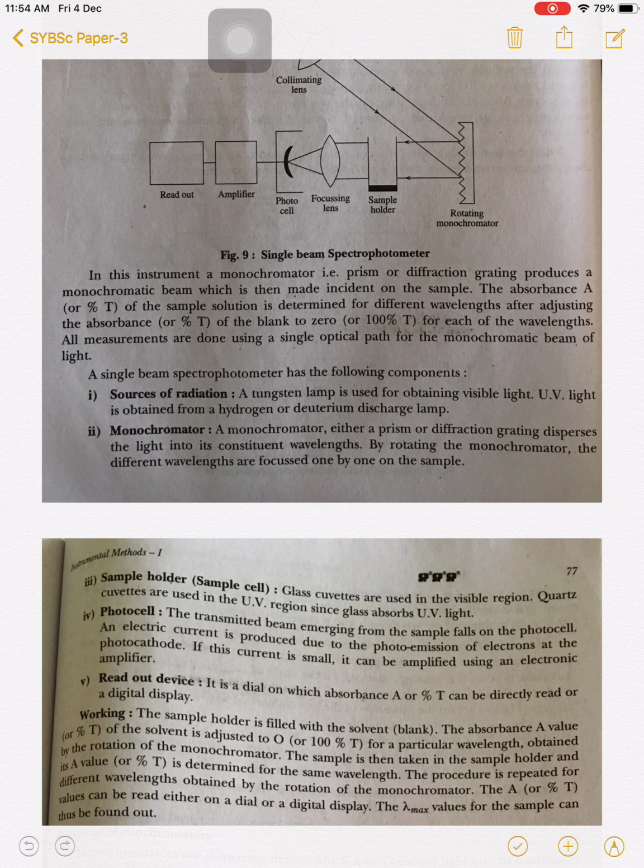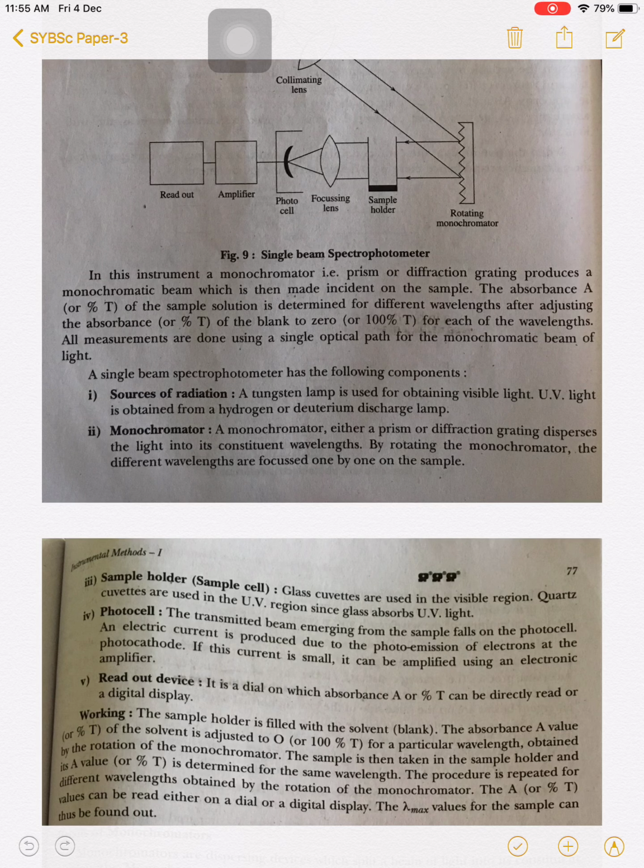Now see here, the sample holder is filled with the solvent. The absorbance value A of the solvent is adjusted to 0, or the transmittance is adjusted to 100%. That is, in the sample holder we are putting a solvent. So why is it called a blank? Because in the same solvent we are preparing a sample solution, that is the compound. The compound whose concentration is going to be calculated is initially dissolved in the solvent.